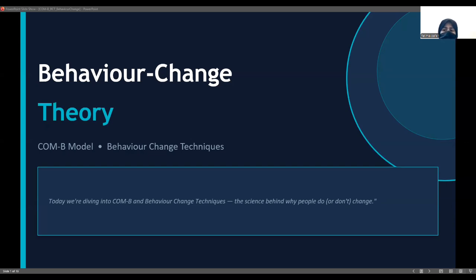Today, our topic of discussion is behavior change theory, along with the COM-B model and the behavior change techniques inside it. So today we are diving into COM-B and behavior change techniques, the science behind why people do or don't change.